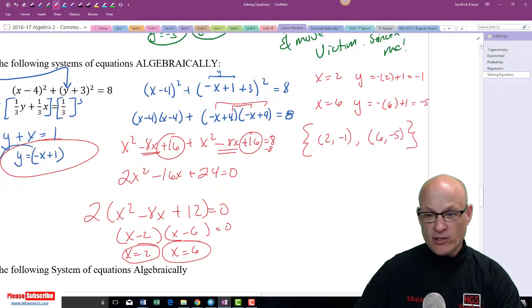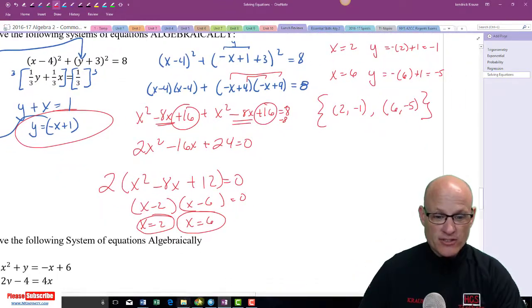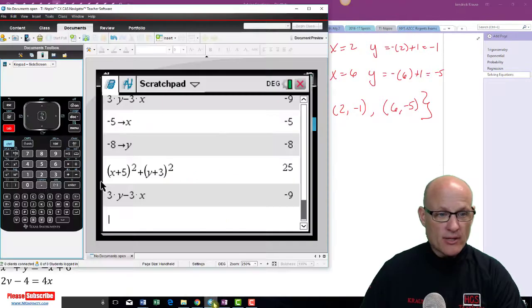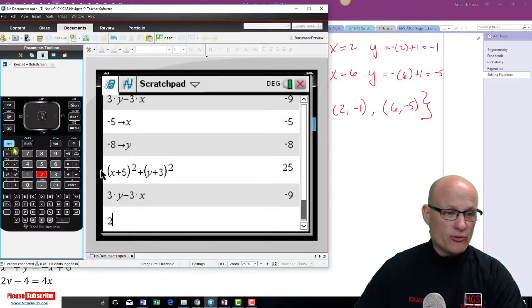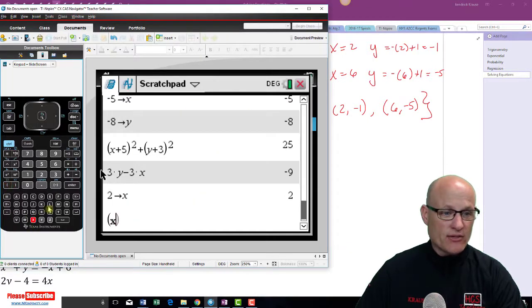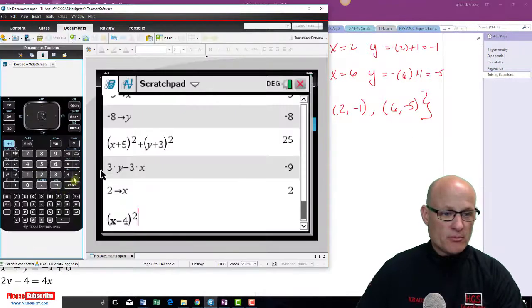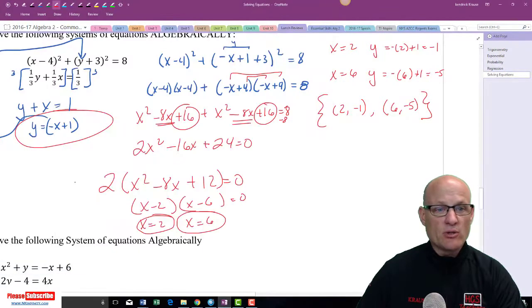Now I don't have my answer key with me, so I have to check these because I have no idea if these are right. So it's going to take a minute. Go to my calculator. I'm going to store 2 control var x. Just take the time to do this. Parenthesis x minus 4 parentheses squared plus parenthesis y plus 3 parentheses squared. Does that equal 8?